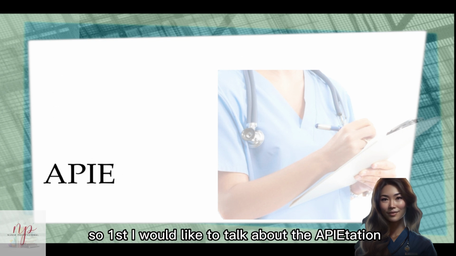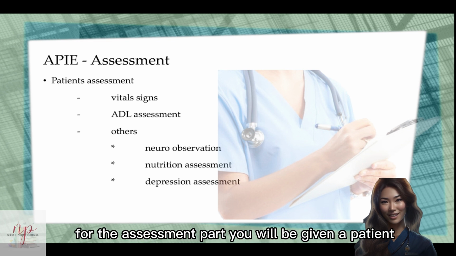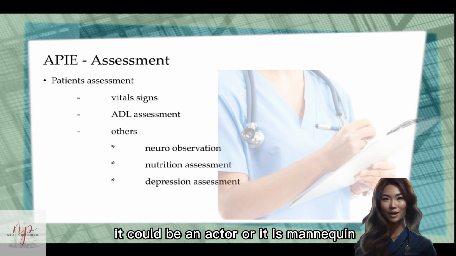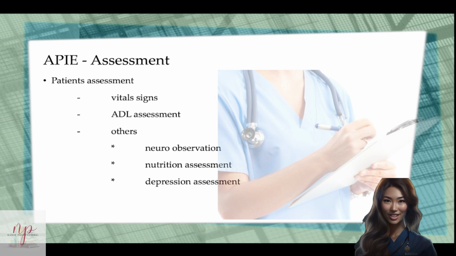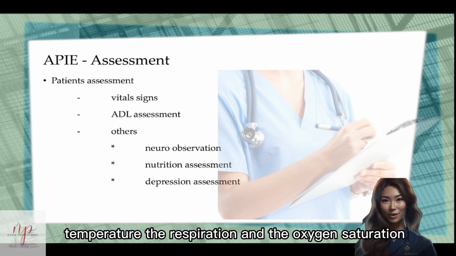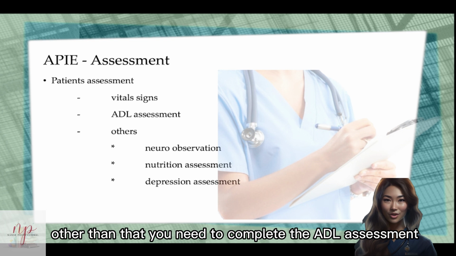So first I would like to talk about the APIE stations. For the assessment part, you will be given a patient. As I mentioned before, it could be an actor or a mannequin. Then you need to do the complete vital signs for the patient. You need to do all the vital signs, such as the blood pressure, pulse monitoring, temperature, the respiration, and the oxygen saturation. Other than that, you need to complete the ADL assessment.